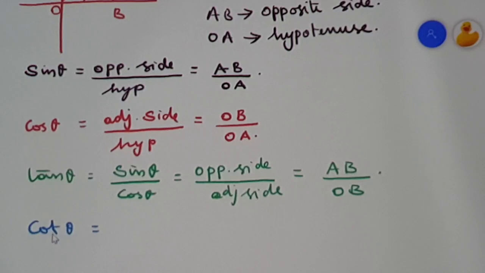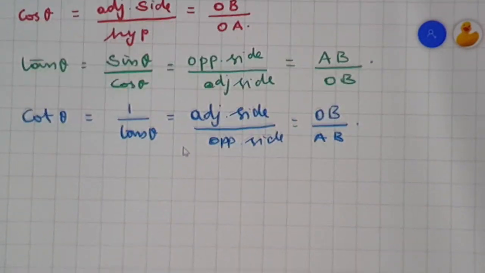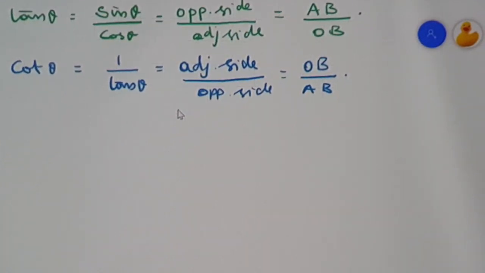After tan theta, I can consider cot theta. Reciprocal of tan theta is cot theta, so I can write 1 by tan theta. You can take the reciprocal here also. So adjacent side divided by opposite side, which is equal to OB divided by AB. Similarly, I can consider the reciprocal of sine theta as well as cos theta.